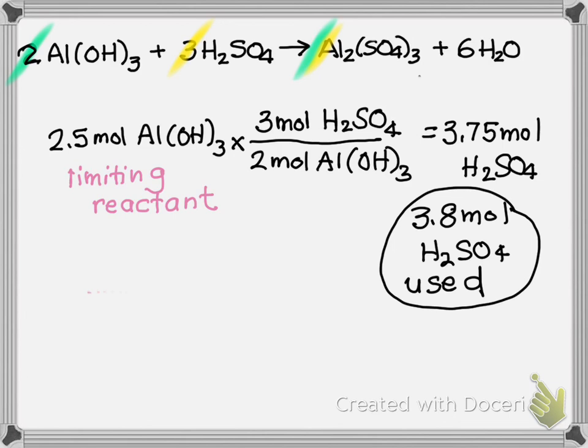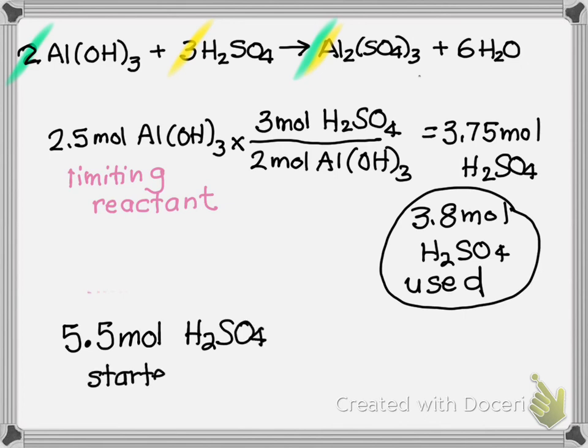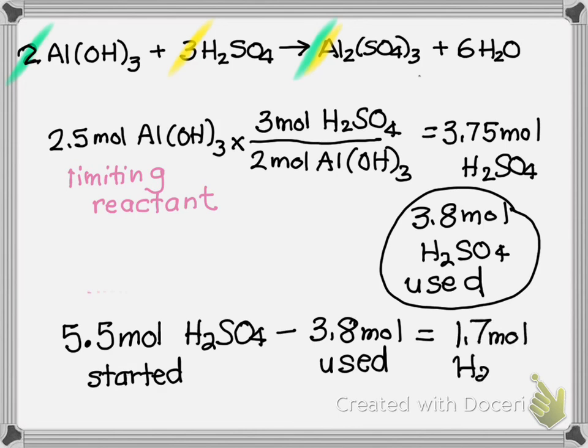This is how much reacts. Well, they want to know how much is left over. So from the beginning of the problem, we had 5.5 moles of sulfuric acid to begin with. We subtract 3.8 moles, which is what was used with the limiting reactant, and I get 1.7 moles of sulfuric acid. So this is our third and final answer.